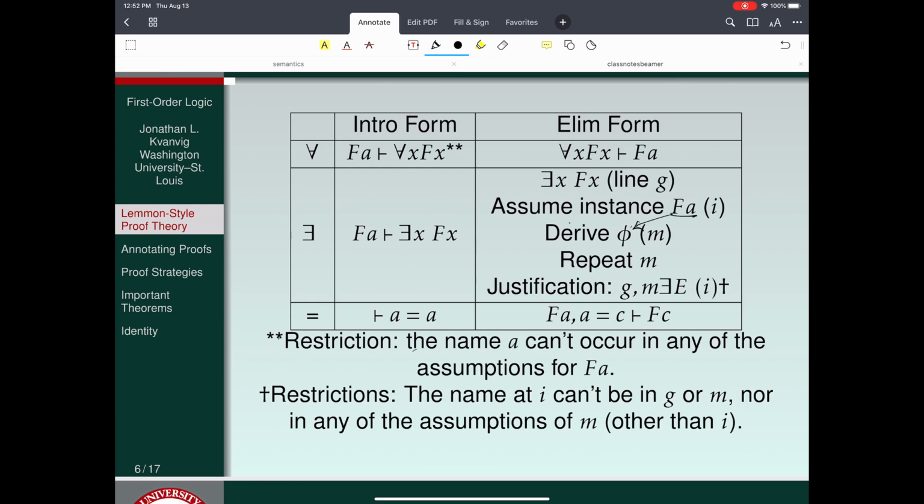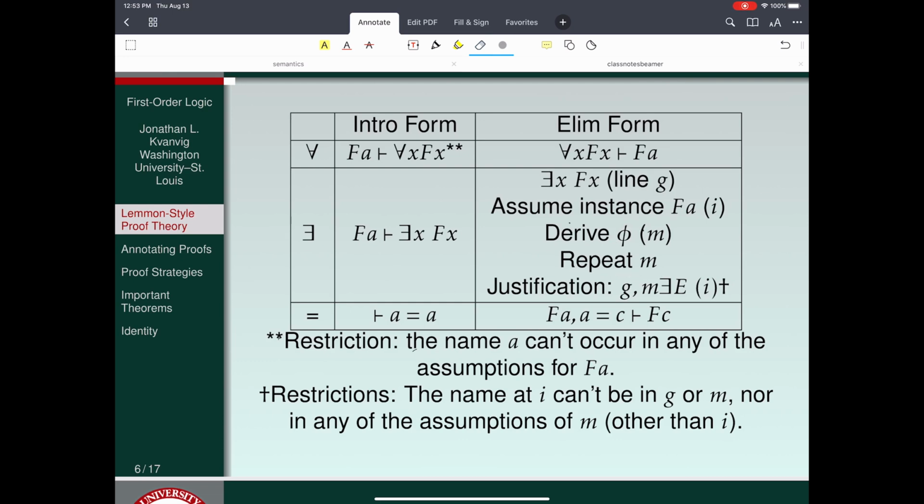And then when we're done with the proof, we're going to discharge the assumption FA by existential elimination, concluding that if that formula followed from A is F, it also follows from something is F. That's the form that existential elimination takes.